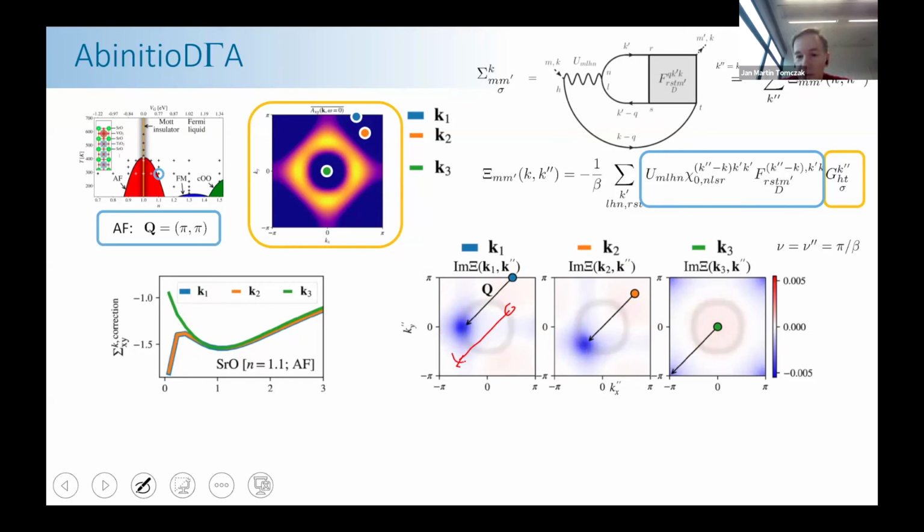So basically the Fermi surface is too small to generate any sizable non-local signatures in the renormalization on the Fermi surface, because the target, the K prime, needs to be on the Fermi surface as well.